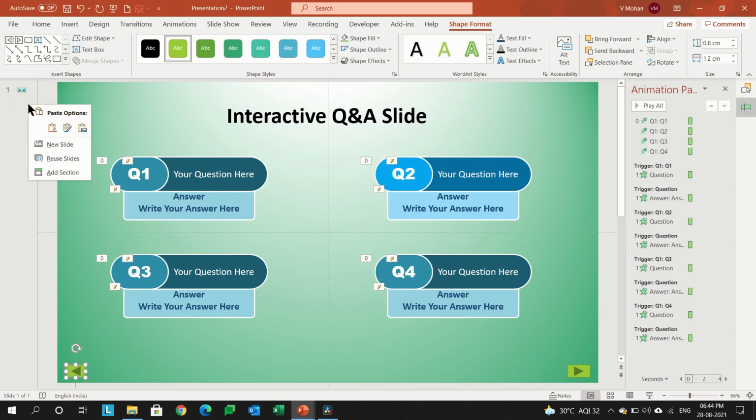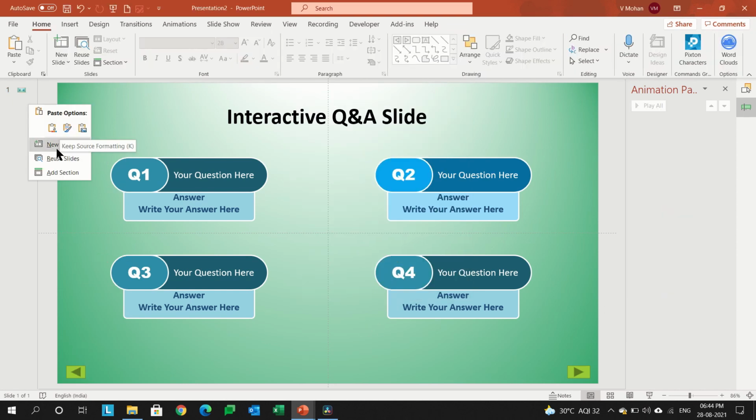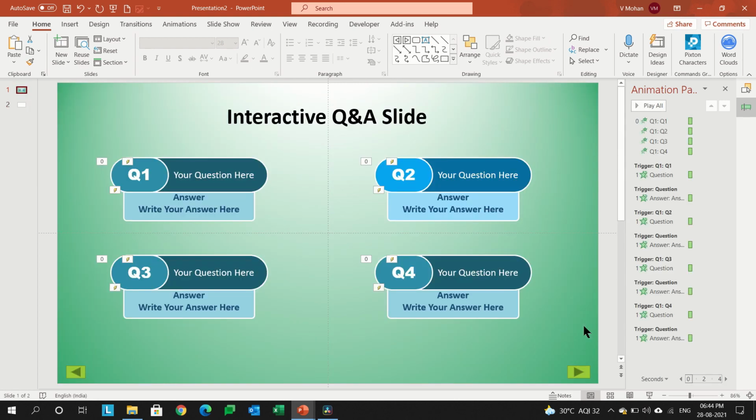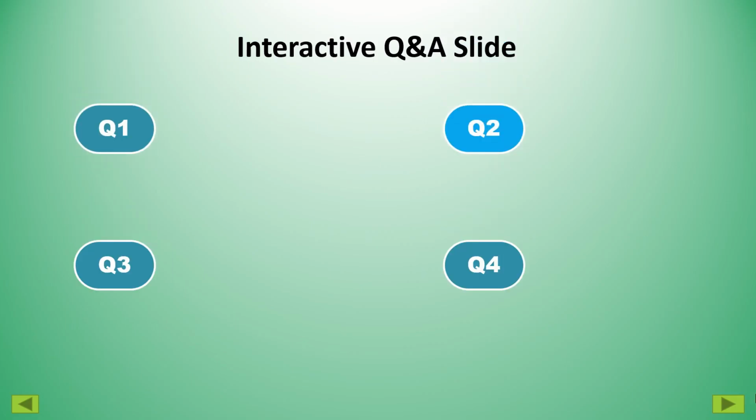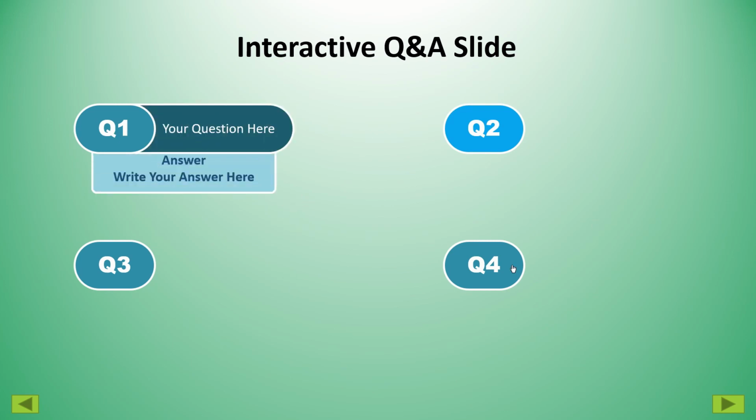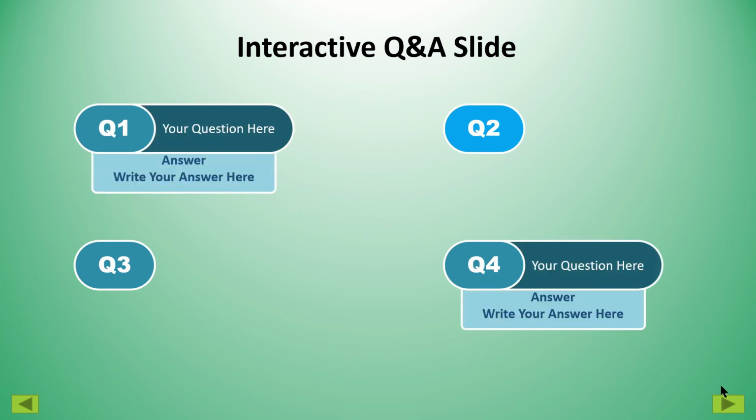So for example, if I insert a new slide over here, then when we run this, it will not move if we click anywhere. So once you have finished all these slides, you have to click on the next button, and it will go to the next slide. Okay.